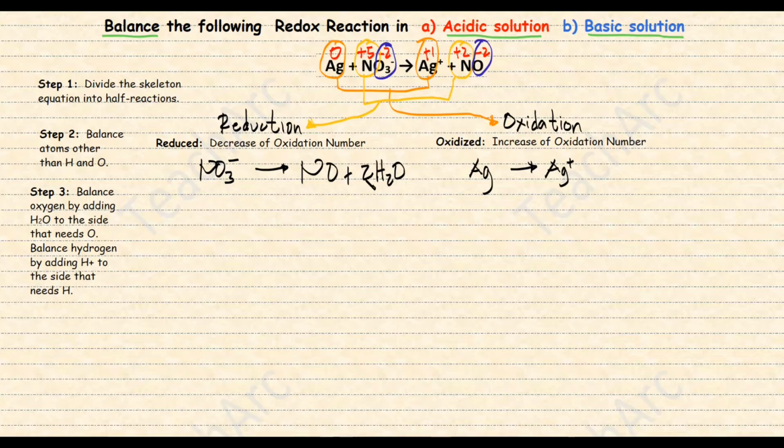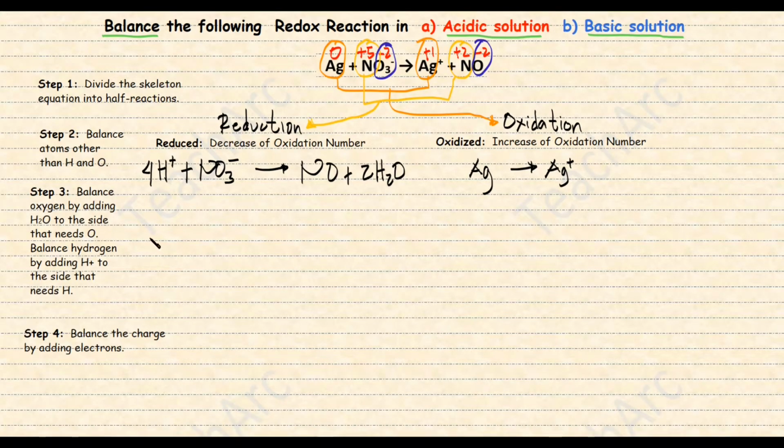But since we added 2 water molecules, hydrogen is introduced on the right side. Therefore, the left side needs hydrogen as well. We can balance hydrogen by adding protons or hydrogen ions to the left side. Since we have 4 hydrogens on the right side, we will add 4 hydrogen ions on the left side. In our oxidation reaction, there is no hydrogen or oxygen, so we will just leave it like that. But do remember that in the presence of oxygen or hydrogen, we will add water molecules and hydrogen ions as needed. Let's proceed to the next step.